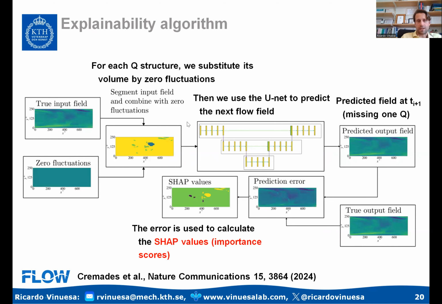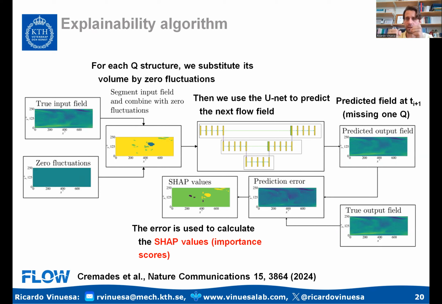And this is what the method looks like. What we do is that we have our true input field. Now, we use this input field with a U-net to perform our prediction that will give us a predicted flow field, and that predicted flow field is going to be compared with the ground truth, with the DNS flow field, and there will be an error. The one from the neural network and the one from the DNS will be around 2% error, something like that.